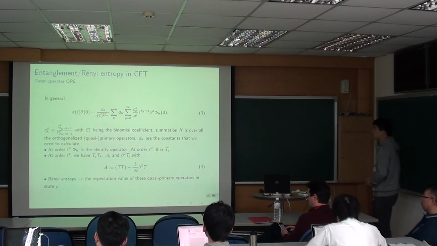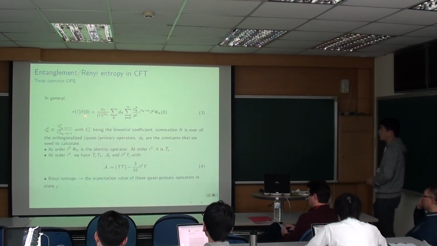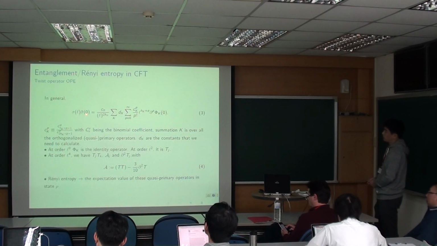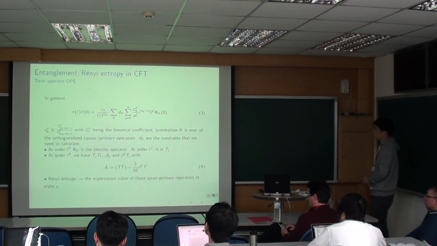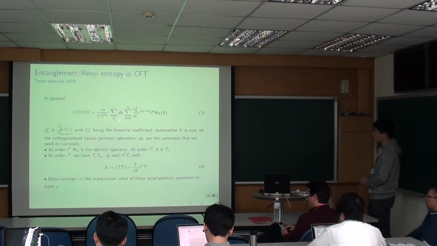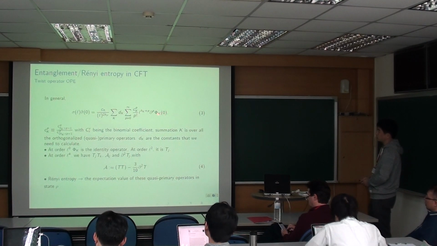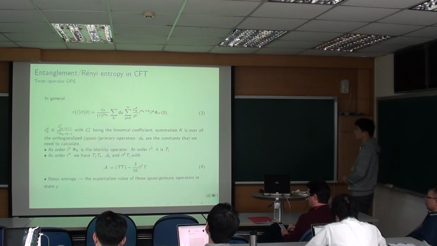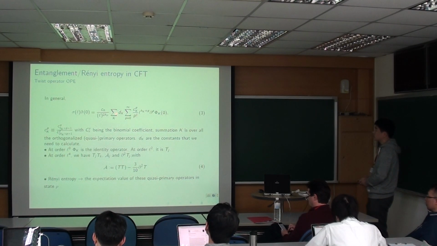In CFT we can use the OPE to calculate the twist operator collision. I don't have enough time to discuss all of this. You just need to know that this is some quasi-primary operator that will appear in the twist operator. This is the operator on the replica, not just the original one. And this decay is related to the Rényi index. And here is a constant defined by this one.